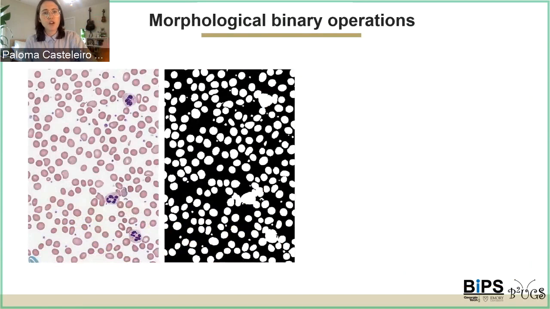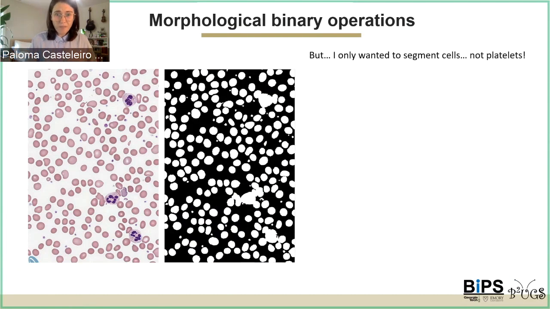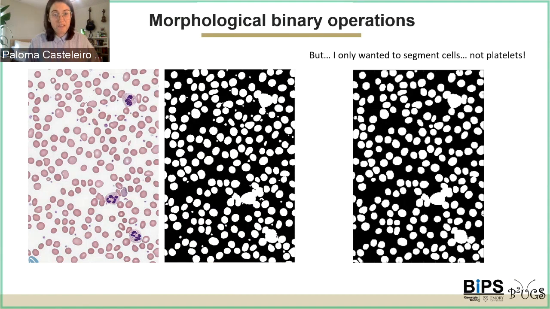So when I was trying to segment these cells, I realized that by just thresholding, I also segmented the platelets in the blood, which are not the cells that I'm interested in. So I wanted to get rid of them. So what do I do? Well, I did a very simple binary operation, and here's the final image that I got. The same segmentation, but now I got rid of all the tiny dots that are the platelets that got segmented as well. Paloma, how did you do that? Well, I'm glad you asked, because I'm about to tell you.